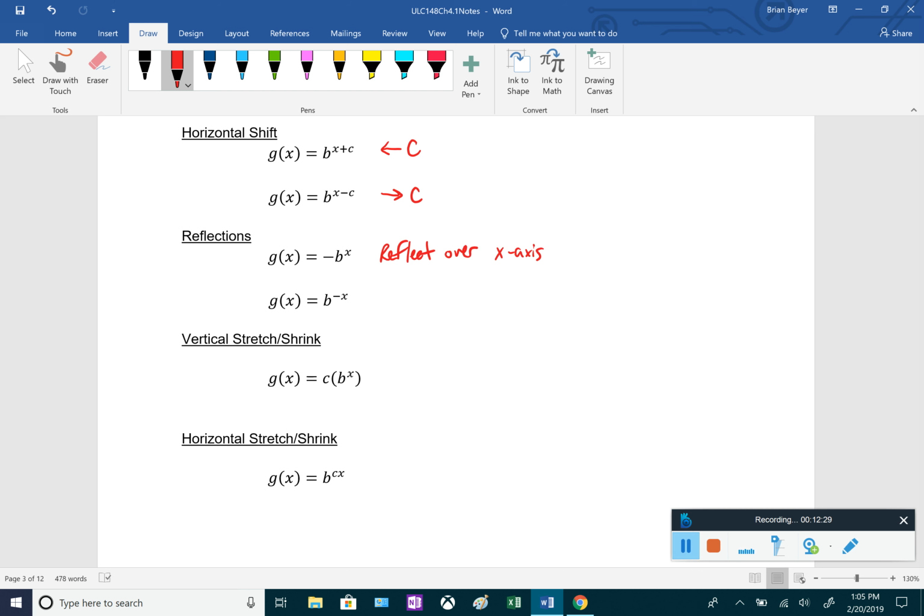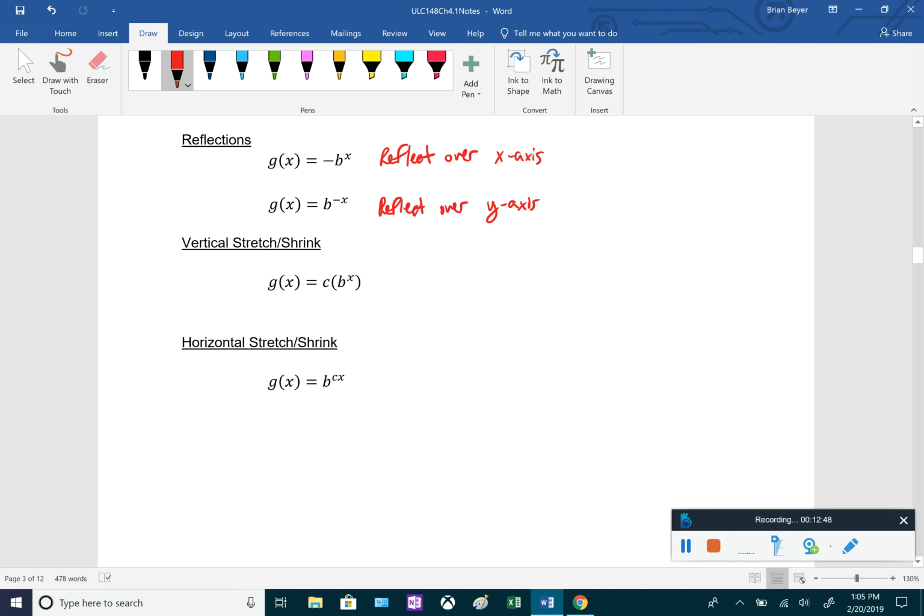If we have a negative x, so the next one has b to the negative x, you negate the x values, that means you reflect over the y-axis. So it would be the graph of b to the x, but reflected over the y-axis.